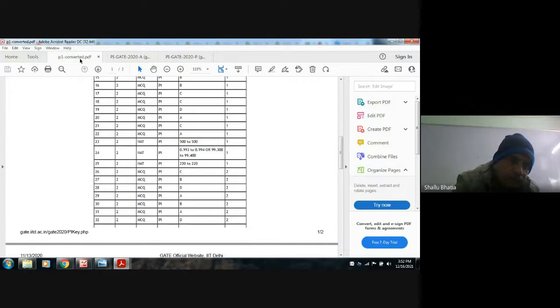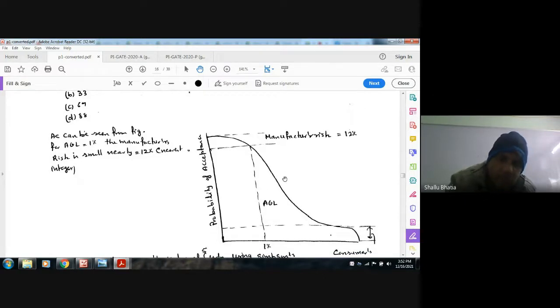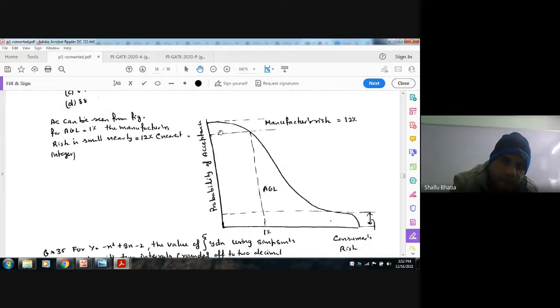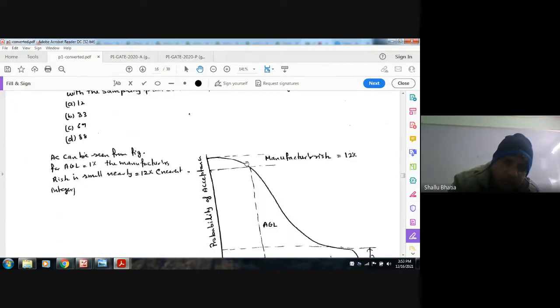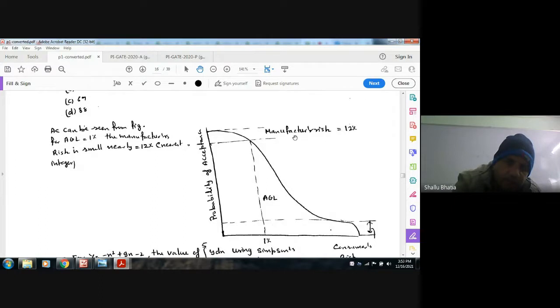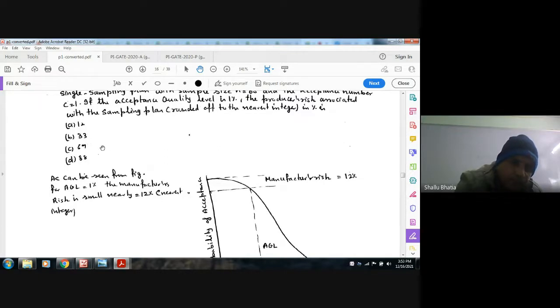Okay, so we know that this is the quality curve or quality characteristics curve. This is the manufacturing mix, and this is the consumer mix, and this is the quality level. Okay, so at quality level acceptance at 1%, it is nearer to the y-axis, and the manufacturer risk is 12%. No other option is very close to that curve, to that region. It may be 10%, maybe it may be up to 20%, but the lowest option will be your 12. So answer is 12.